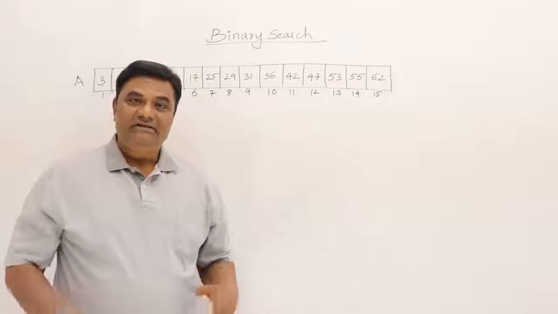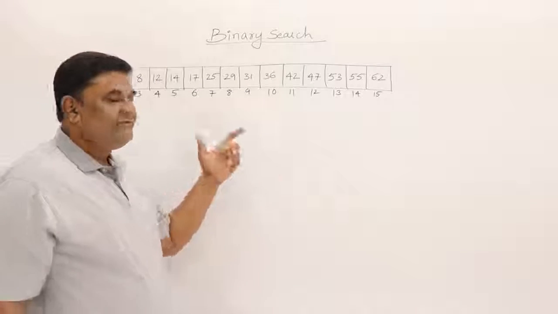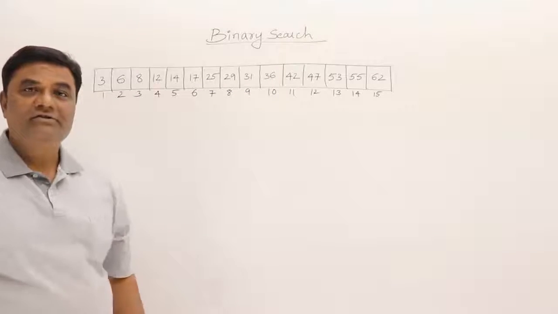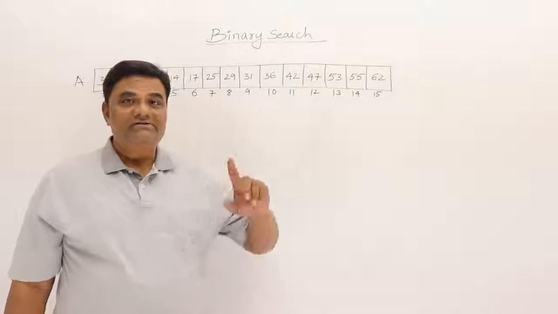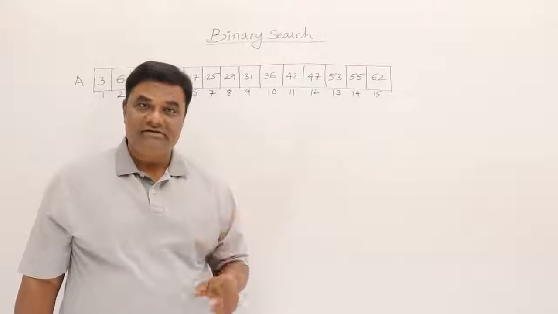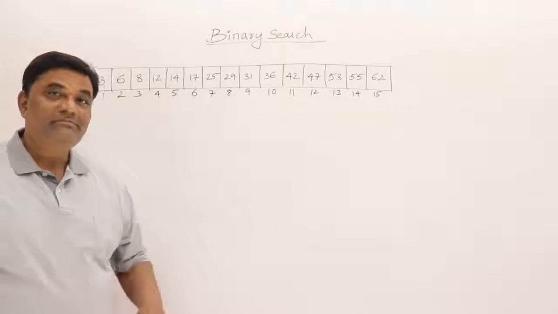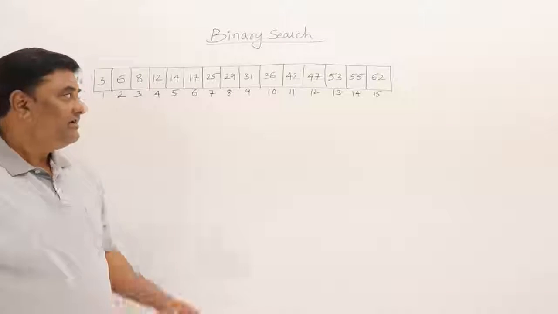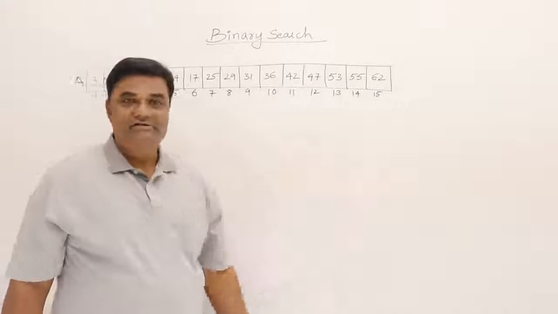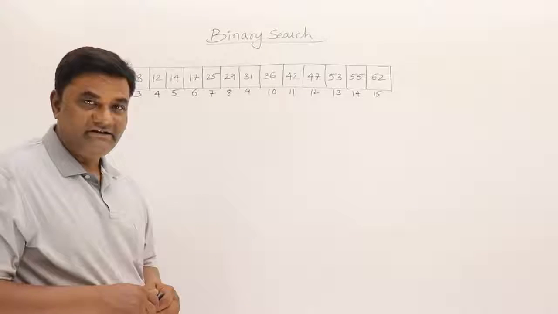Now let us learn how binary search works. First and foremost thing is, to perform binary search, the list must be in sorted order. All the elements must be already in sorted order. Then only you can perform binary search. This is a prerequisite for binary search. So here I have the list of elements in sorted order. Then let us see the approach of binary search.